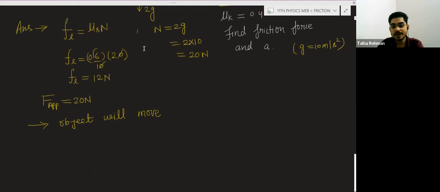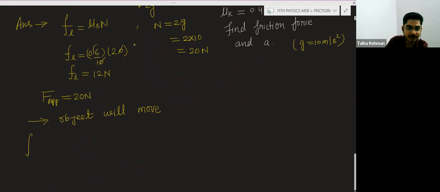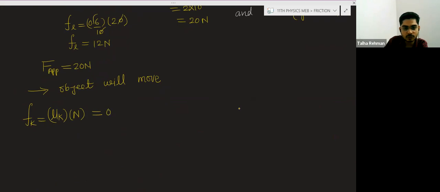This object will move. And remember one point. This object is moving. During the motion, which type of friction will be there? Kinetic friction will be there. So calculate the kinetic friction force. That is coefficient of kinetic friction into normal reaction. What is the coefficient of kinetic friction? 0.4. What is the normal reaction? 20. So you will get 8 Newton.